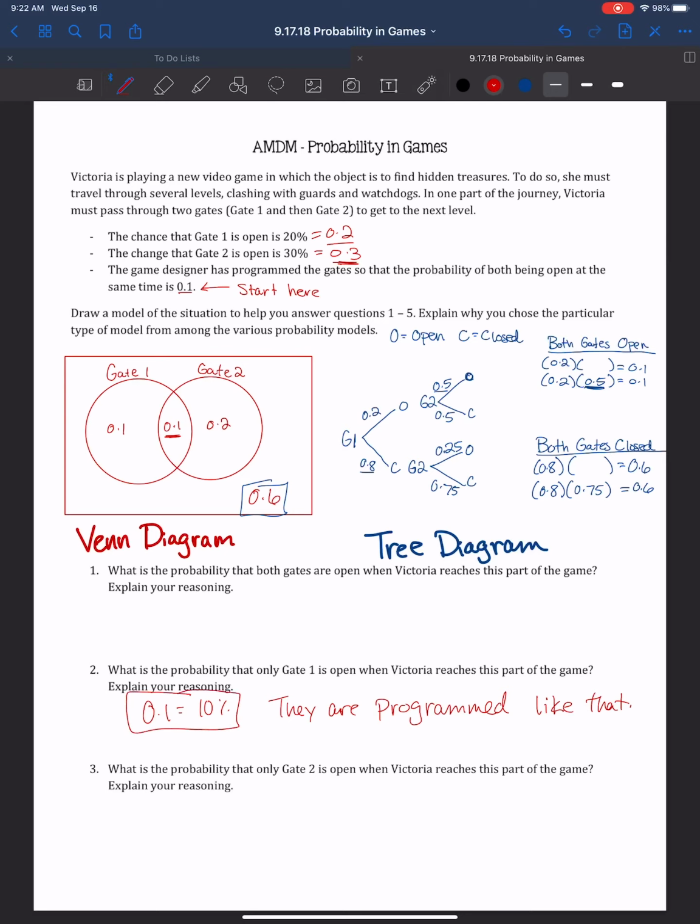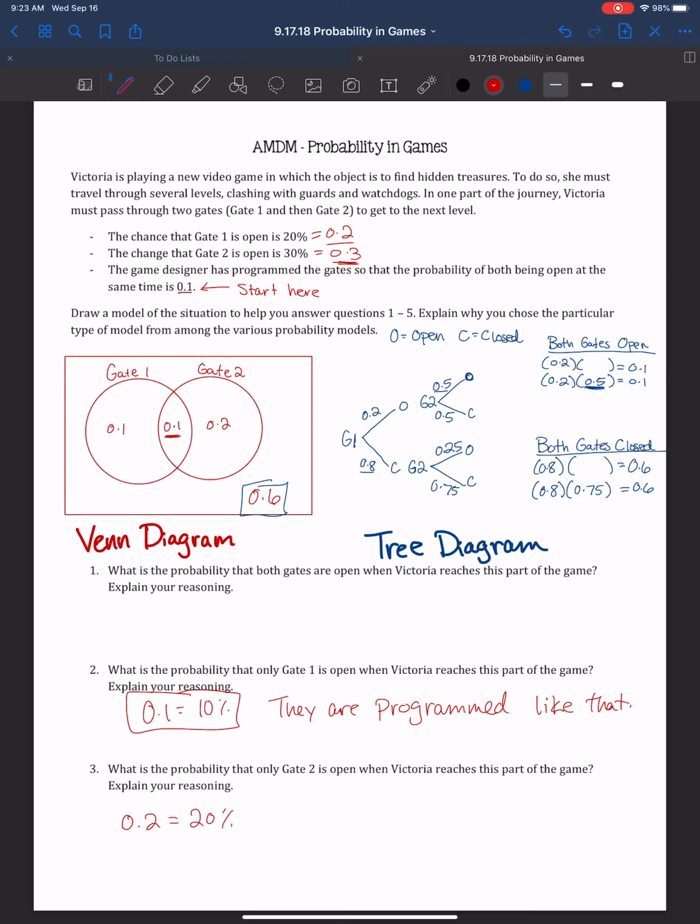Okay. And now, question 3, what is the probability that only gate 2 is open when Victoria reaches this part of the game? So there's a couple ways you could look at this. The Venn diagram tells us that this part of the circle right here represents when only gate 2 is open, right? So the number inside there is just 0.2, or 20%.